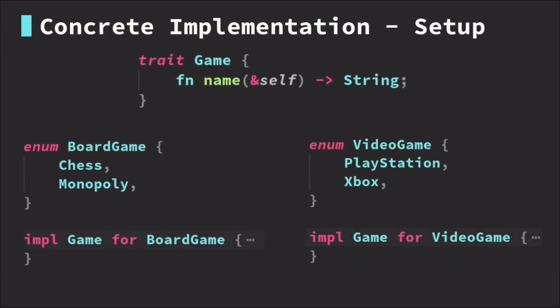Let's set up a trait and some enums. Here we have a trait named game, and it has a function called name, which just returns the name of a game. We also have two enums, one for board games and one for video games. Both the board game and video game enum implement the game trait, as we can see here, and the video game one implements it here. The details of this implementation are hidden for this slide, but it just returns the name of the games.